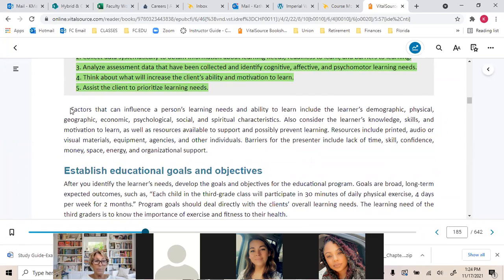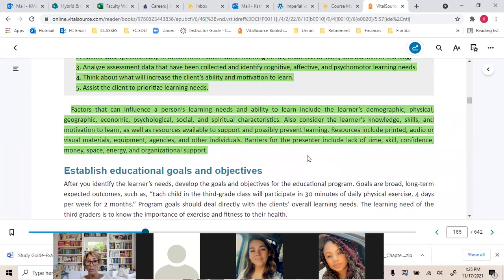And this is a really good paragraph right here. Factors that can influence a person's learning needs and ability to learn could be demographic, physical, geographic, economic, psychosocial, social, spiritual, many factors. We have to consider the learner's knowledge, skills, motivation to learn, and resources available to support them, and barriers that may possibly prevent them learning. Resources include printed materials, audio, visual, equipment, agencies, other individuals. Barriers for the presenter may be lack of time, lack of skill, lack of confidence, lack of organizational support. So this is important. This kind of sums everything up. You have to look at all of these things.